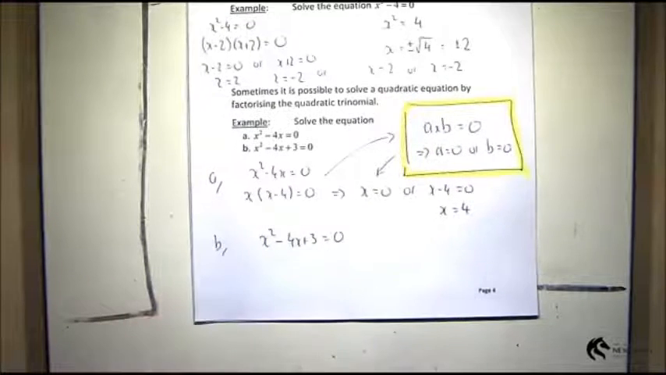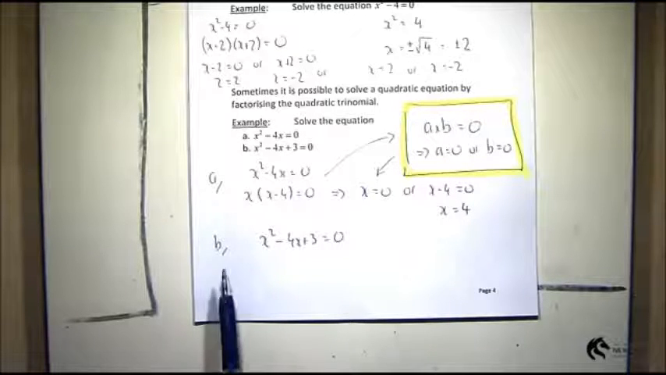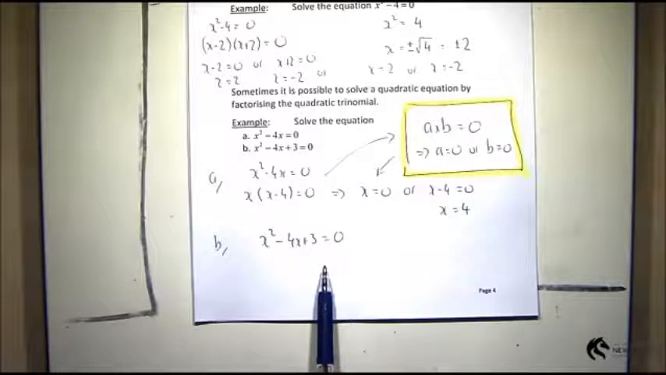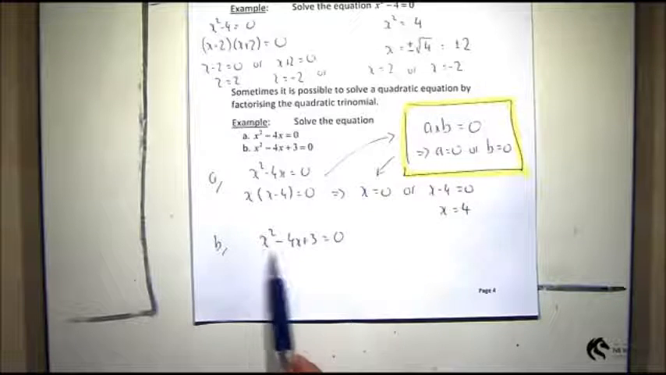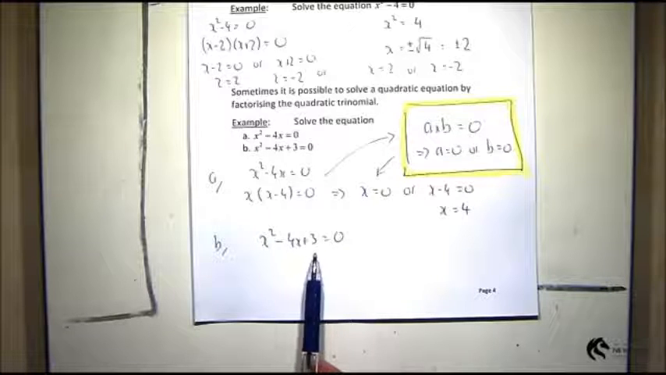The next one has all three terms in our quadratic trinomial: x squared minus 4x plus 3. I can't easily rearrange that and make x the subject, but I can easily factorise this quadratic trinomial on the left, given that I've done all my exercises from last week and I'm now a gun factoriser of quadratic trinomials.